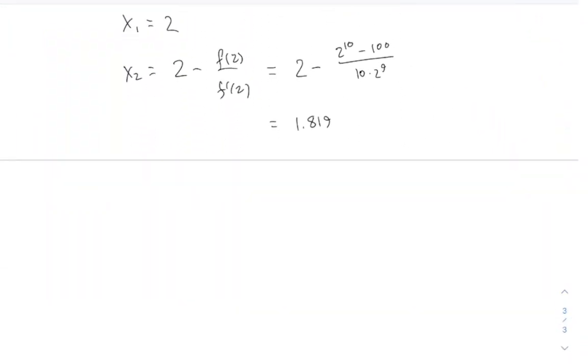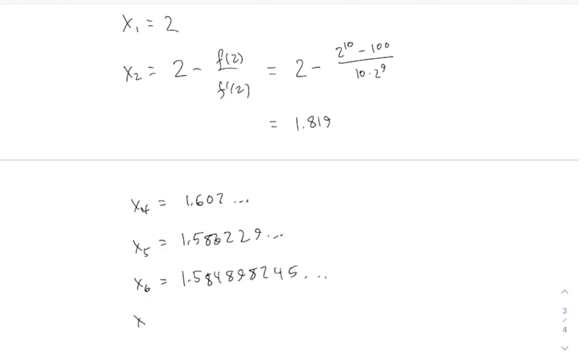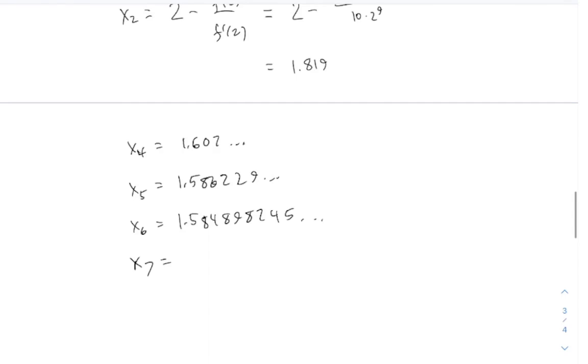So that was x4, 1.607, etc. I did x5, I got 1.586229. x6, I did these ahead of time. I got 1.5848982245. I'm just going out to x7 just to demonstrate something here. 1.5848933193. All right. You can see these are becoming increasingly similar to one another as we continue down the list.